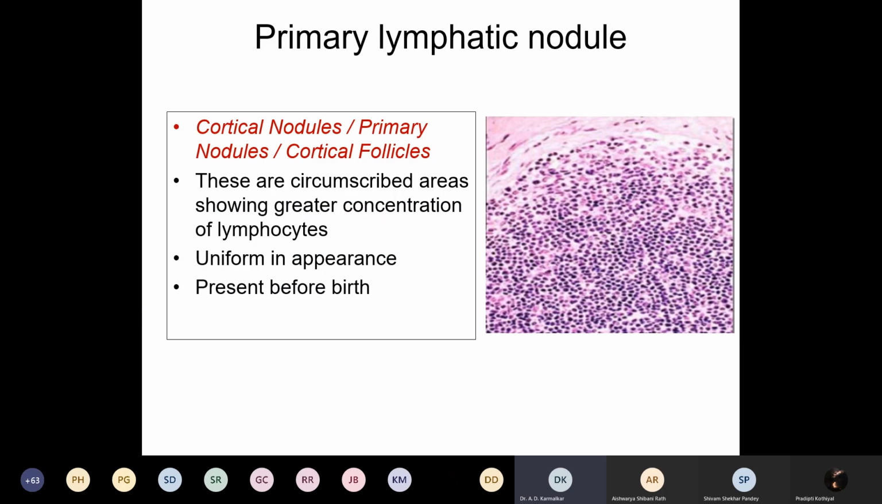Primary lymphatic nodule is an area which shows a greater aggregation or concentration of lymphocytes in a uniform appearance. Okay, and they are not exposed to the antigen. As they are not exposed to the antigen, there is no antigen antibody reaction. Okay, so they are present before birth. These are also called primary lymphatic nodules or cortical follicles.